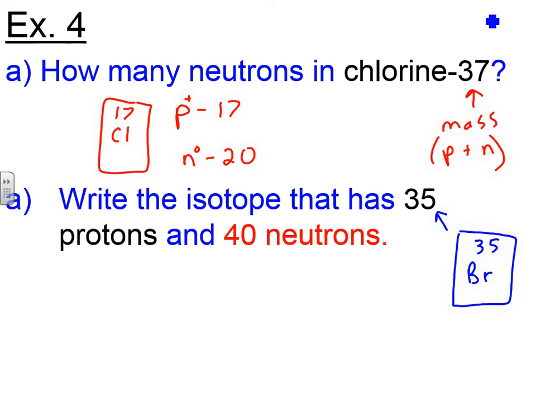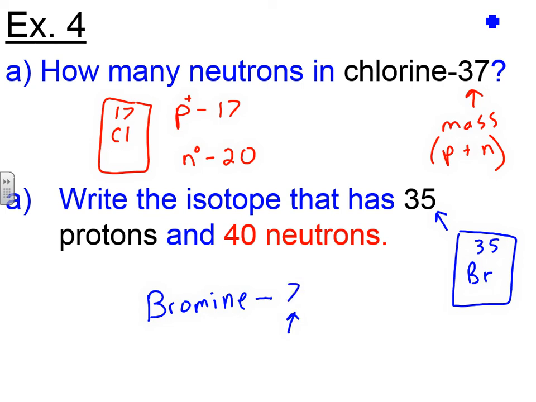So we can actually write bromine and then a hyphen. And now we don't write 35 in here. This, remember, is the mass number. It's protons plus neutrons. So we'd add the two together. So 40 plus 35, you get 75. This is actually bromine-75.